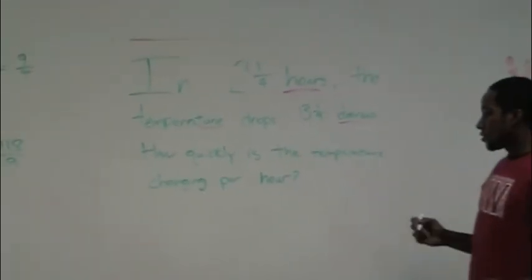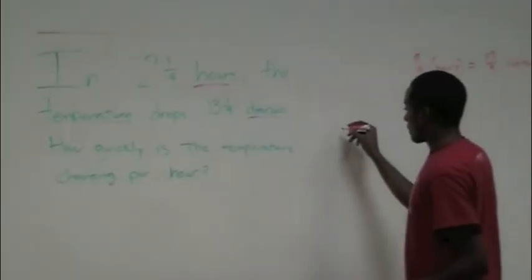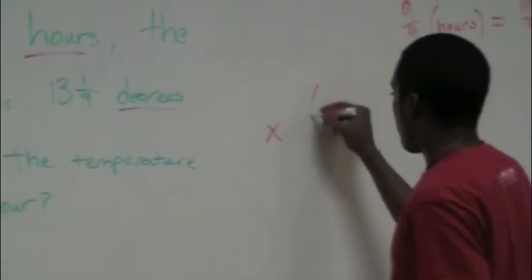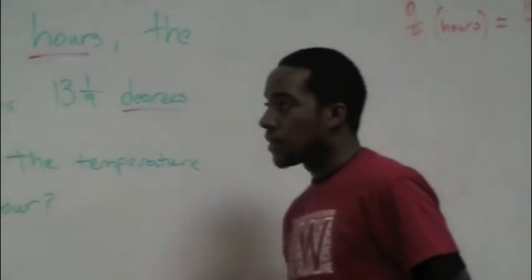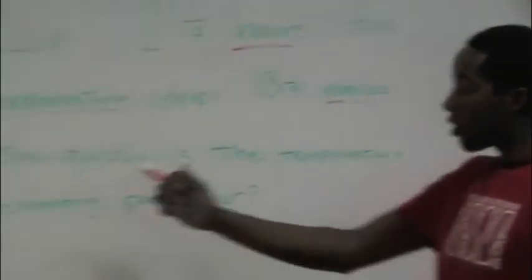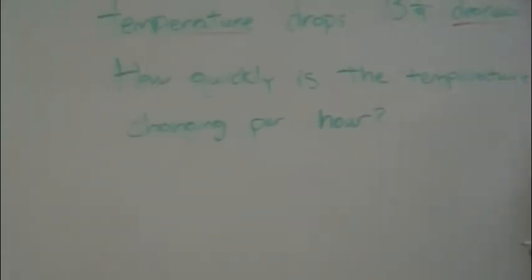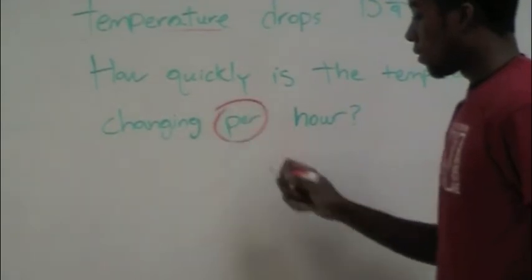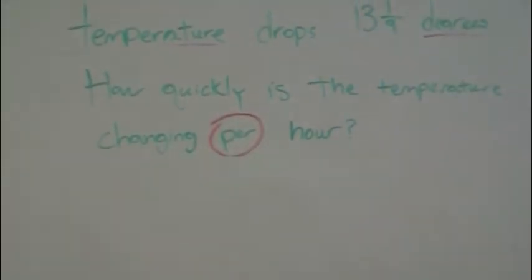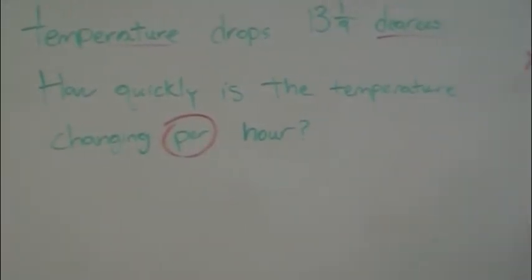So now let's worry about our unknown, which is x. We took care of the first part. The second part is how quickly is the temperature changing per hour. Now the key word in this is per. Per is basically code word for division.